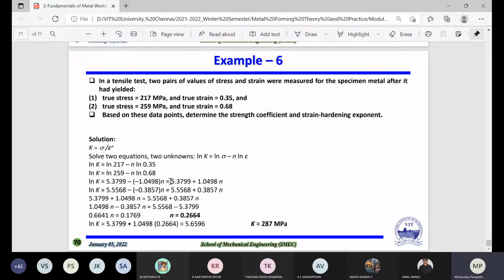In the first equation, you get 5.3799 plus 1.0498 n, because you can just put ln 217 in the calculator and you will find 5.3799. The other term remains the same because n is there, so n ln 0.35 is 1.0498. If at least one unknown is there, then you can find out. If two unknowns, then it is very difficult. In the second equation, ln 259 is 5.5568 and n ln 0.68 is 0.3857. Maybe you can cross check, my value may be wrong.